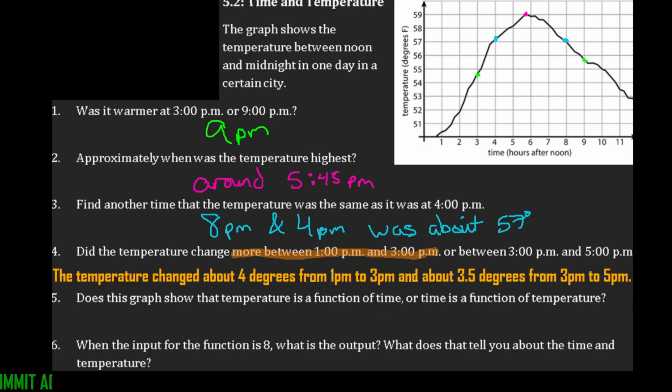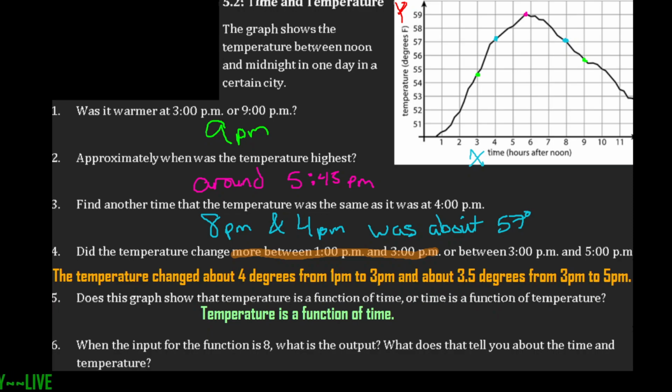All right, on the next one, it says, does this graph show that the temperature is a function of time or time is a function of temperature? Well, always got to look at your x-axis and y-axis. So this is our x-axis and this is our y-axis. And we're always going to say, whatever's on our y-axis is going to be that dependent variable. That's what the function is going to be. So we're saying that temperature is a function of time for this graph.